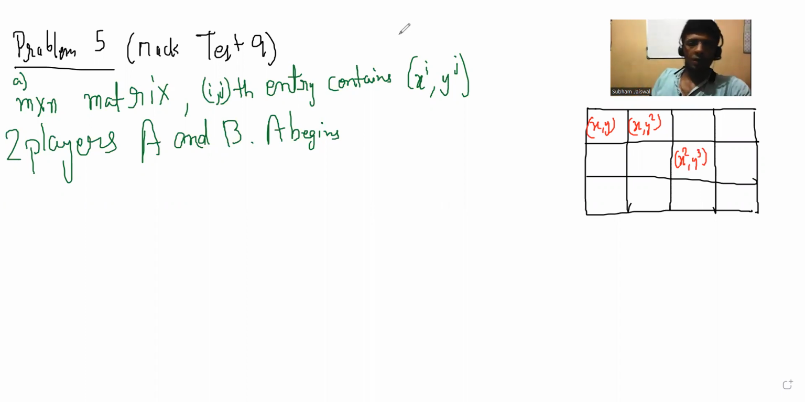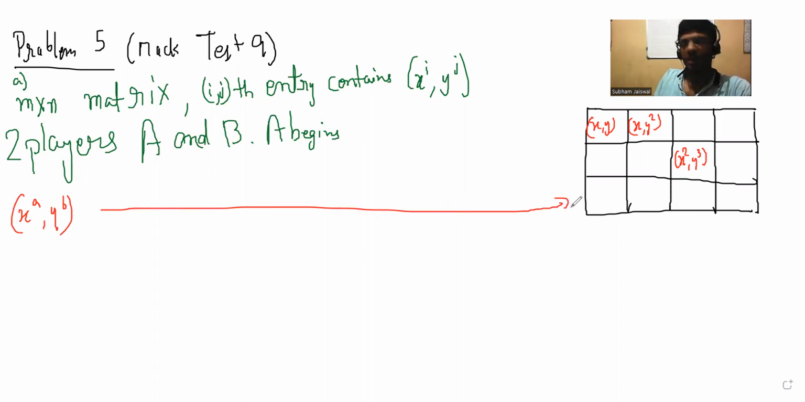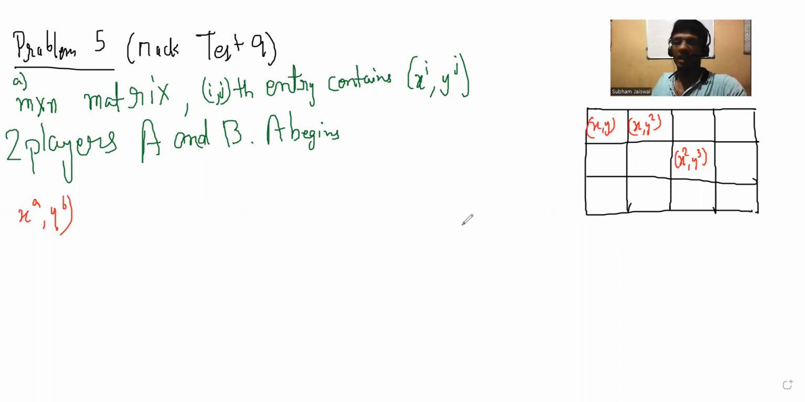So selecting a vector x to the power a, y to the power b, you multiply each entry of this matrix with this vector, and then you take the limit. Multiply and then take the limit of each entry as x and y go to 0. Even to understand this move, let's just take an example.